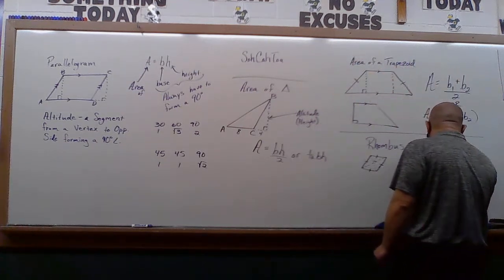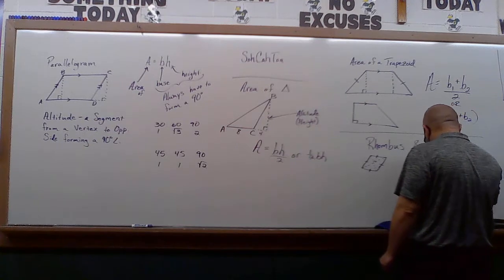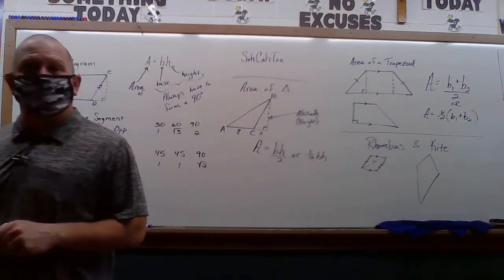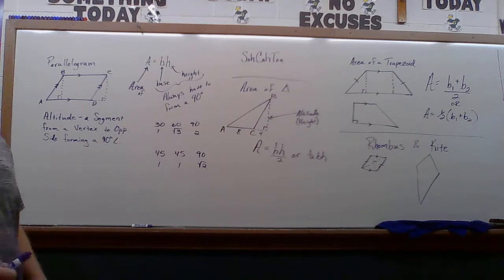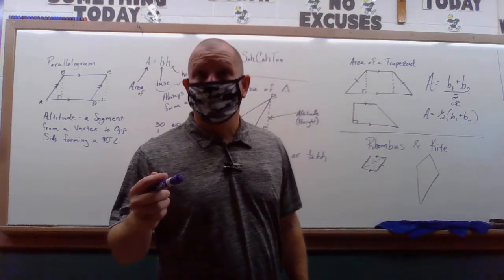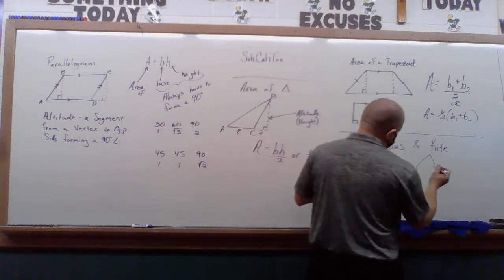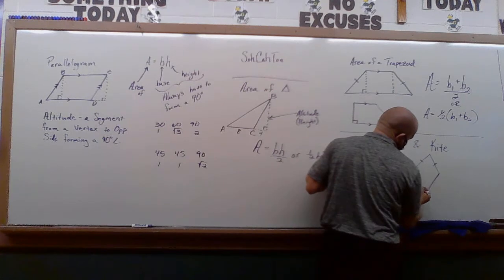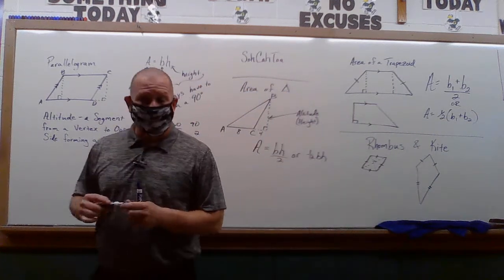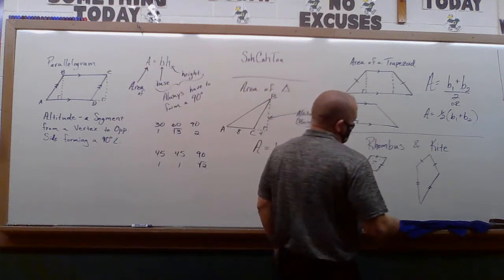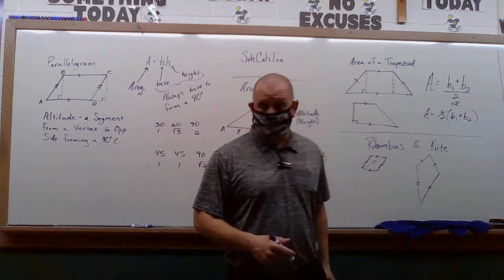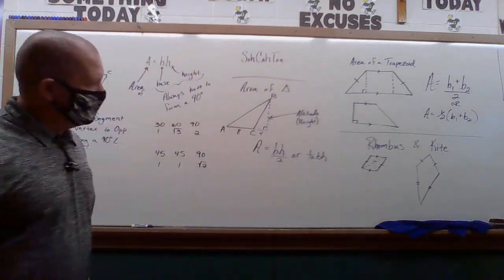Okay, so those drawn this. What was the definition of a kite? Do you remember? Two sets of consecutive sides that were congruent, right? So this was congruent to this. This was congruent to that. And then the angles that were opposite of each other were what? Congruent. Okay?